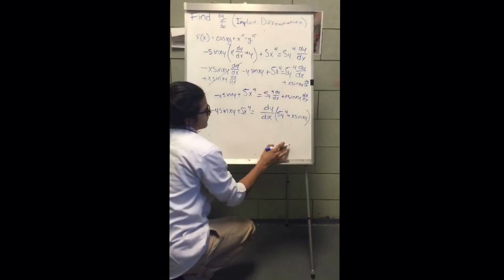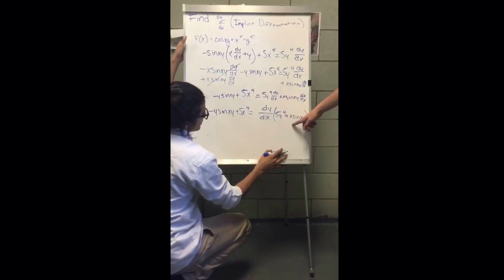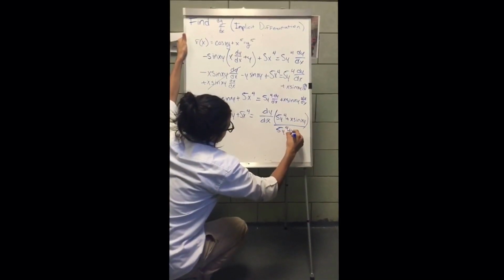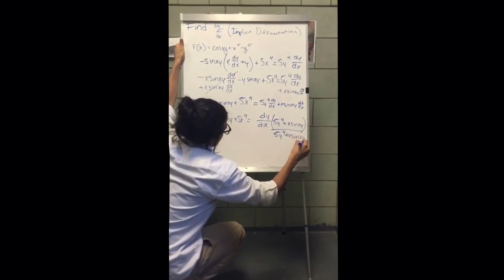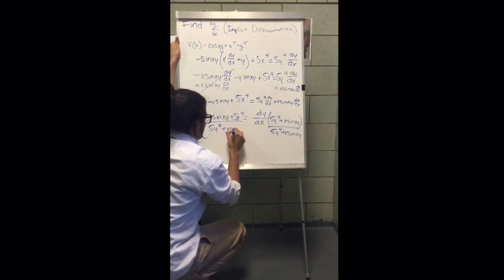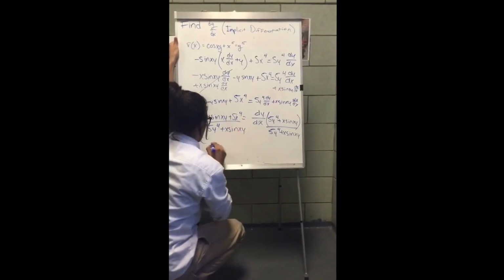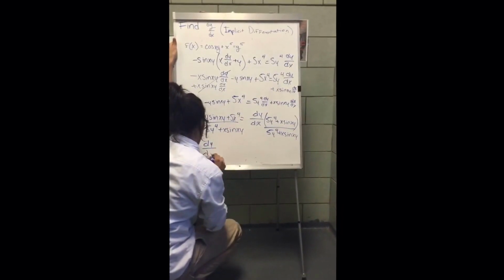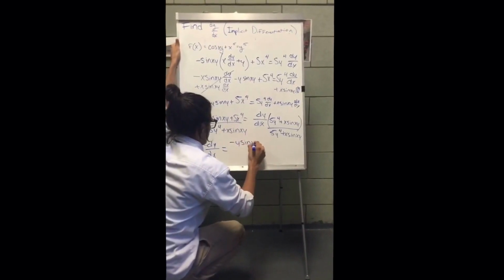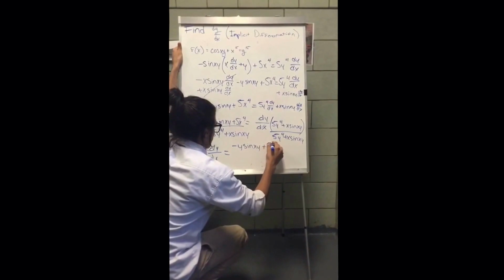Now we're going to get dy/dx by itself, divide both sides by this. There's your final answer.